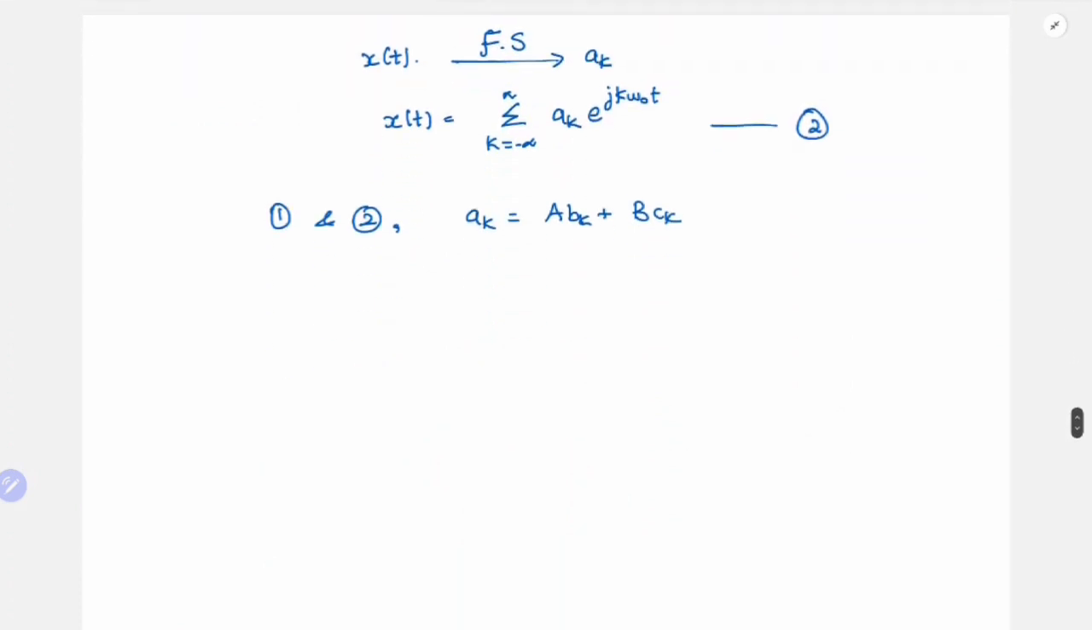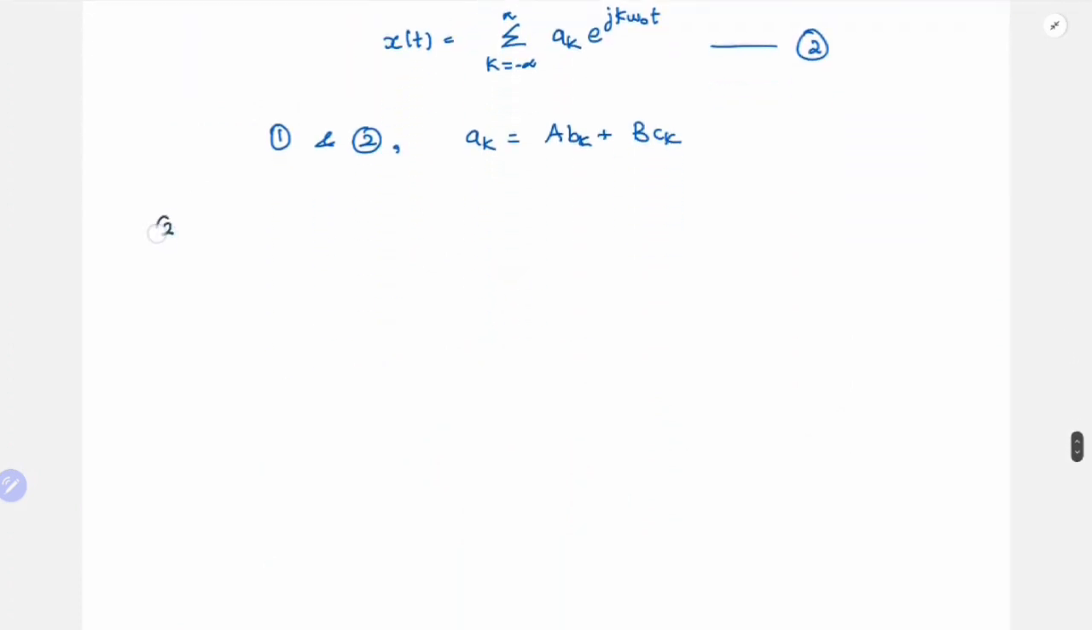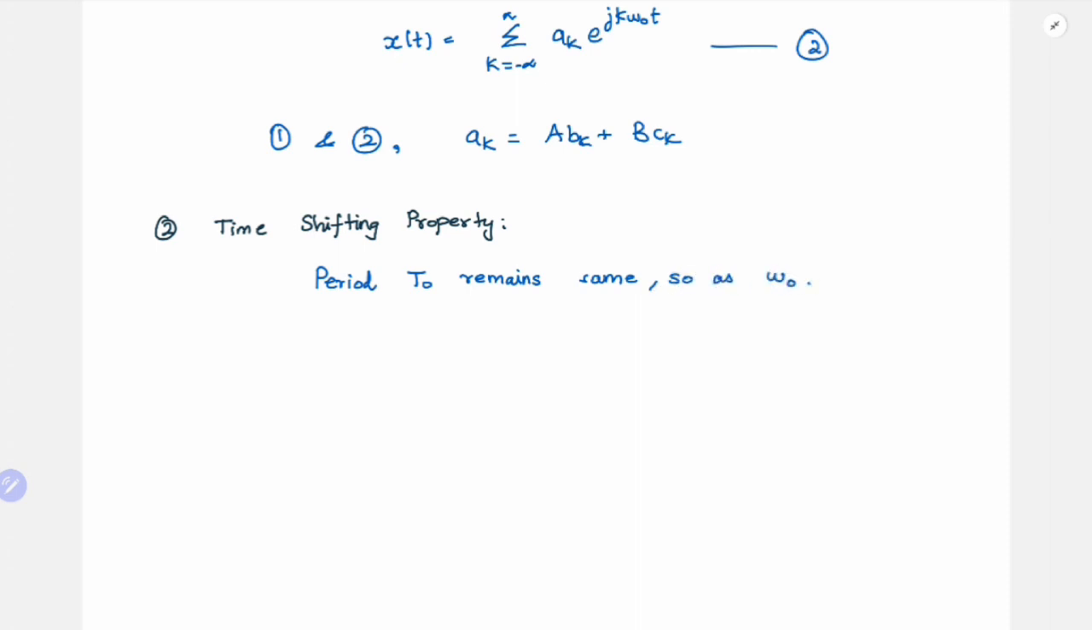So next we'll see the time shifting property. We already know that when we do a time shift, the period of the periodic signal is not going to change. So period T0 remains the same, and so omega naught also remains the same.